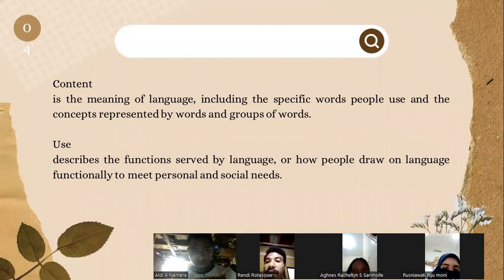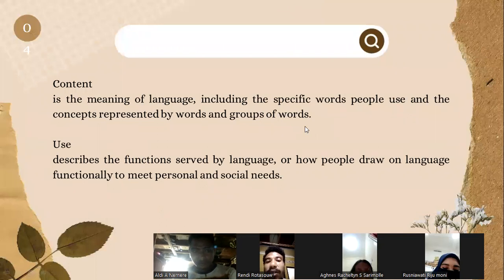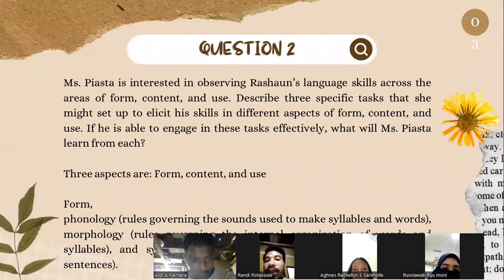Form is how words, sentence, and sounds are organized and arranged to content. Form includes phonology, morphology, and syntax. Phonology is rules governing the sounds used to make syllables and words. And then morphology, rules governing the internal organization of words and syllables. And the last one is syntax. Syntax, rules governing the internal organization of sentence.